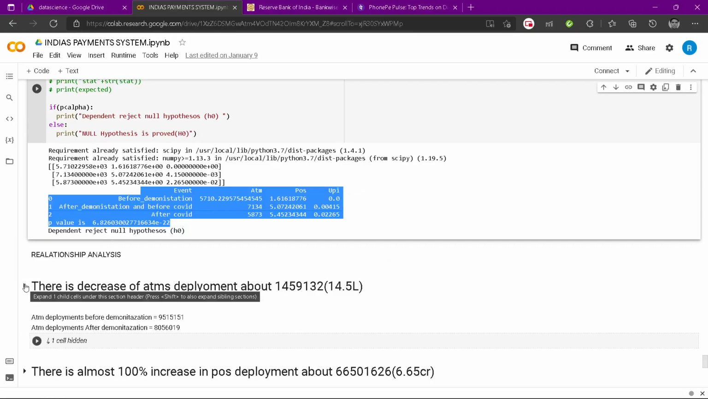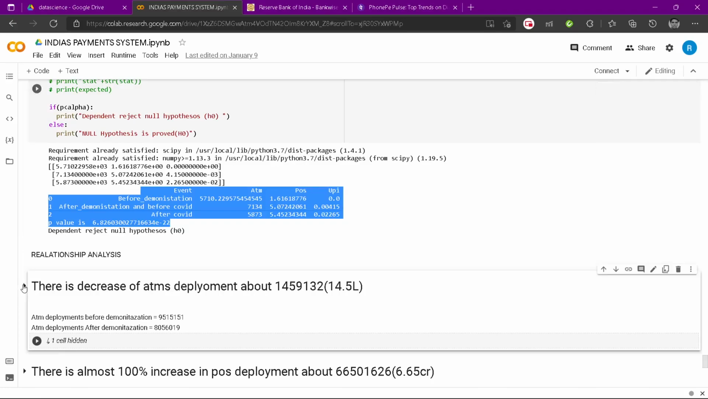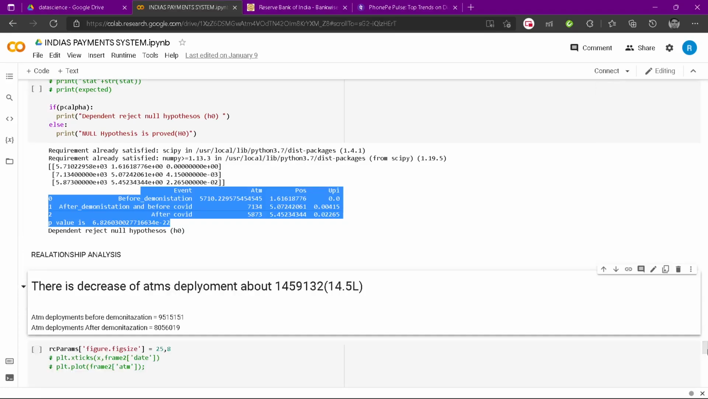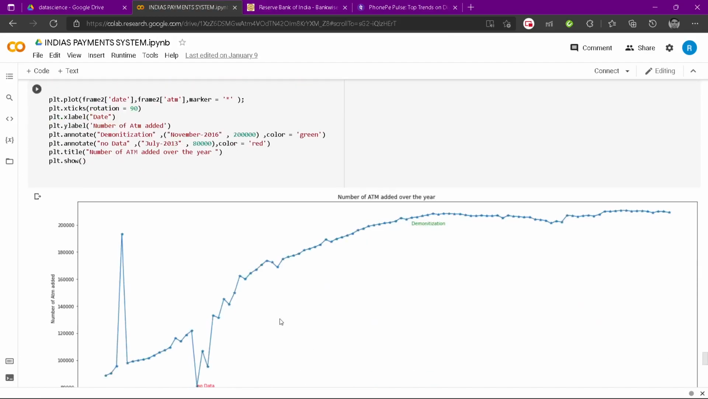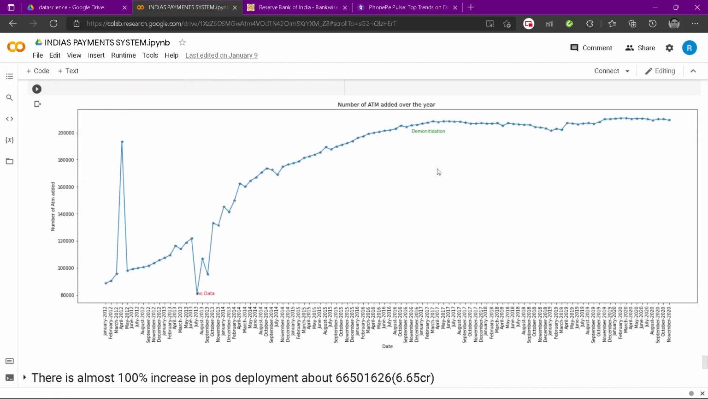In the relationship analysis, we see what happened over the phase of demonetization. As you can see, there is a spike and drop which happened due to the 2000 data loss. There is no data entered by RBI in this phase. After the demonetization, there is not much significant increase in deployments of ATMs over the years. It's constant, like a straight line, which indicates that banks had deployed a lot of ATMs before demonetization.